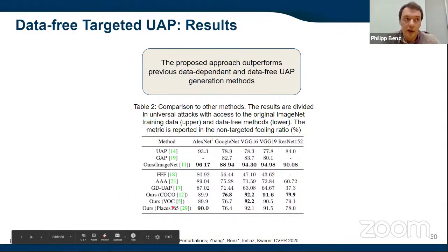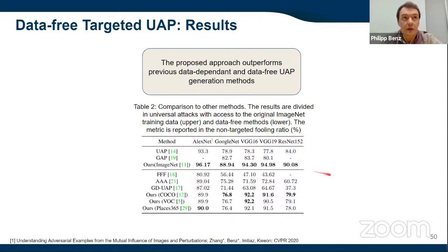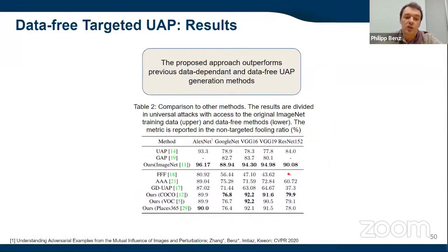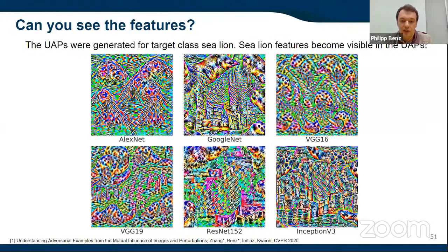In terms of quantitative results, our attack is quite strong and outperforms previous attacks which use the data, but also previous attacks which don't use the data. And maybe also very interesting here, if we now amplify those universal adversarial perturbations that we crafted, we actually can recognize those features. All those perturbations were crafted for target class C line. And if you have a close look, you can recognize some C line features.